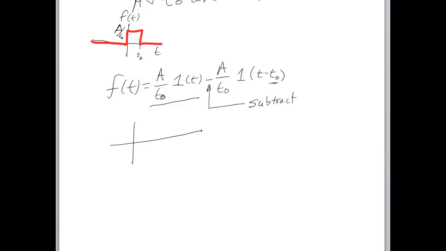So we can look at this in two parts. Really what's happening is we have a first part where we're turning on the step function, and that step function will go up to a value of a divided by t sub 0. And then we have this second function, which is a negative a divided by t sub 0 that turns on at a time of t sub 0. And when you put these two together, we get the pulse function.